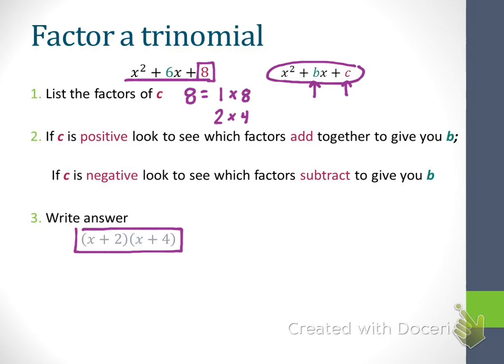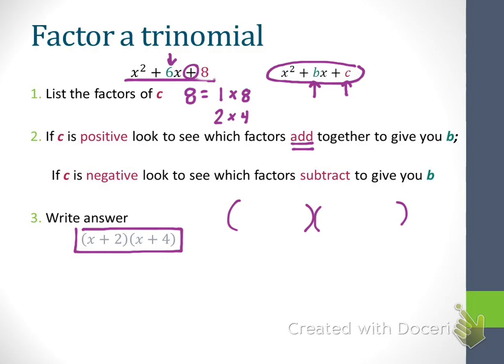Now, I've listed the factors. Step 1 is done. Step 2 says, first of all, look at the sign before C. In this problem right here, what is the sign before C? Plus. So I'm going to look at this step right here. If C is positive, if there's a plus sign, look to see which factors add. Think about it. If it's a plus, what do you think they're going to do? Add together to give you the same number as B. So ask myself this. Does 1 plus 8 give me 6? No. Does 2 plus 4 give me 6? Yes. Okay?